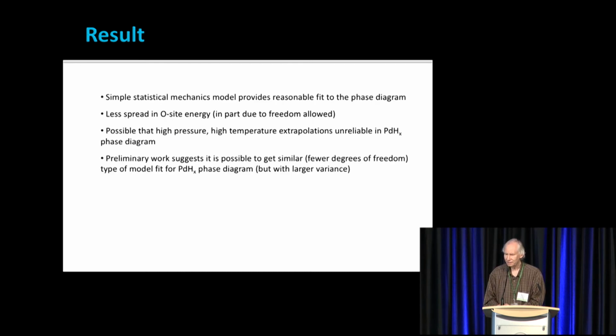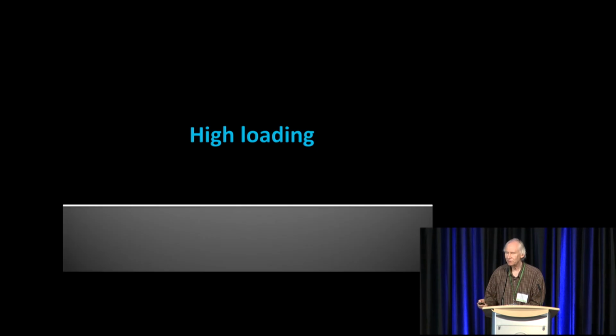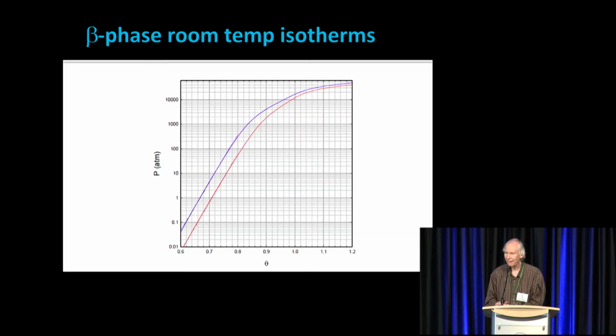Bottom line is this seems to work okay, and we now have a statistical mechanics model that we can use for palladium deuteride, sort of on similar footing to palladium hydride. In the beta phase, I had done some work trying to make isotherms that extended off to high loading. In this case, this particular model sort of sails through a loading of 1.0 with no discontinuity.